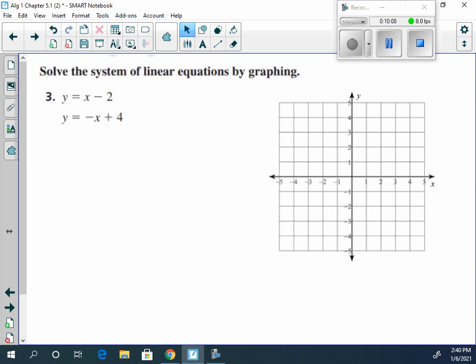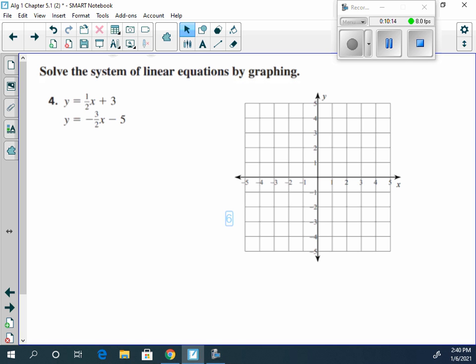Let's keep doing these. Let's look at this one here. I want to skip that one. We're going to go to this one here because the slopes are a little bit different for this problem here.